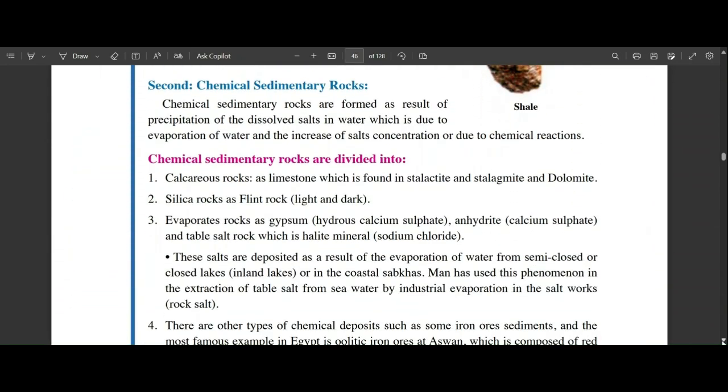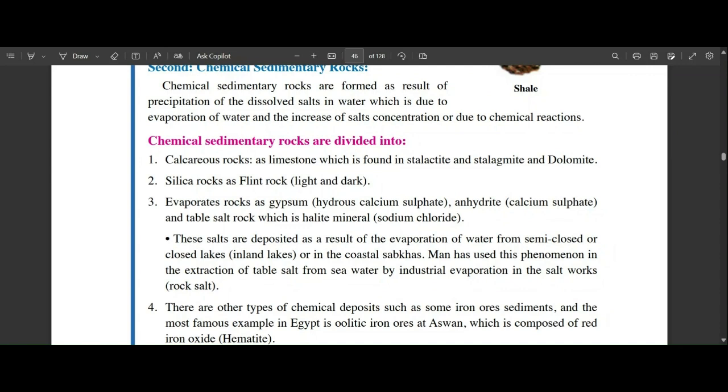Second, chemical sedimentary rocks. Chemical sedimentary rocks are formed as a result of precipitation of dissolved salt in water, which is due to evaporation of water and the increase of salt concentration, or due to chemical reactions. Chemical sedimentary rocks are divided into: 1. Calcareous rocks, such as limestone, which is found in stalactite, stalagmite, and dolomite.